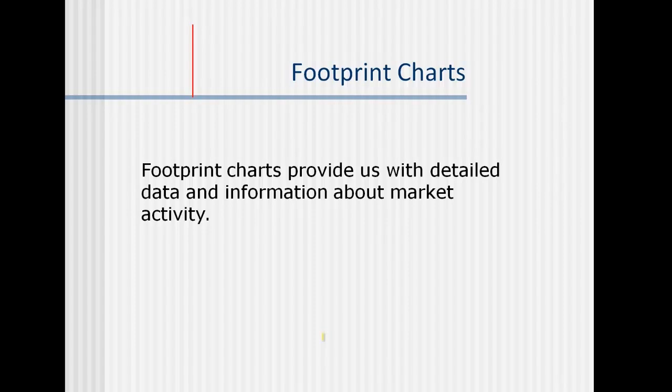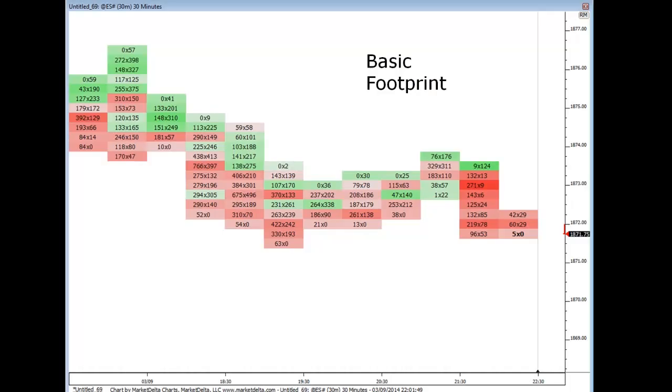Footprint charts are a feature of Market Delta, which is the only platform that I'm familiar with that uses footprints. As a matter of fact, I think they have trademarked that name, so I don't think there is anybody else that uses it. But what are they? Well, footprint charts really provide us with detailed data and information about market activity, as you will see with me here. This is what is described as a basic footprint.